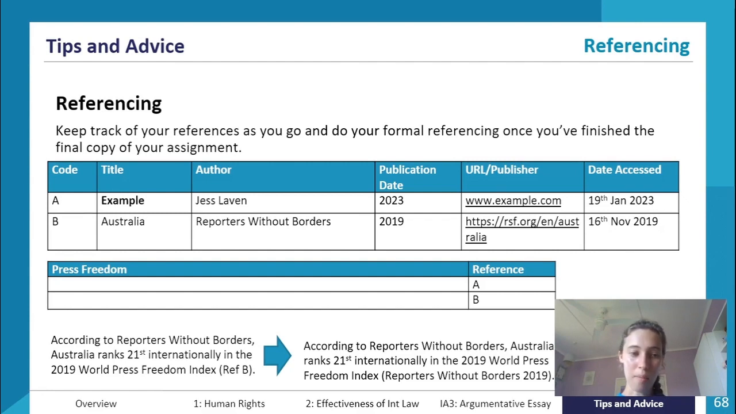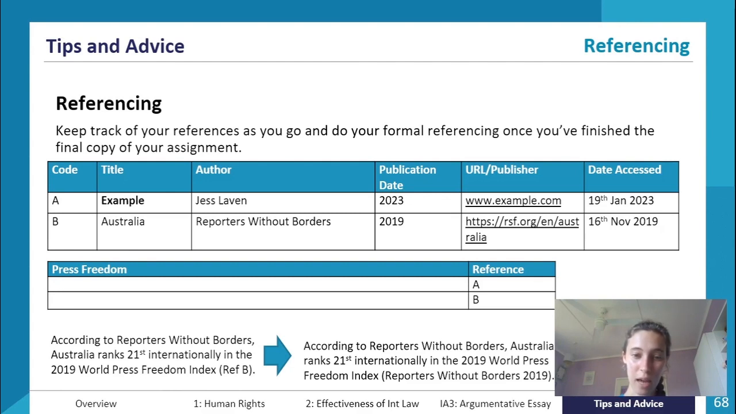So I have a bit of a code system with tables. So if I find a source, then I put it in with the information. If you want to simplify this at uni at the moment, I tend to just have the code and the URL. And then when I'm doing my formal referencing at the end, I can go back to the URL and find this other information. So depending on how you want to do it, you could put all the information in there to begin with, or you could just simplify it and then need to go back later on.